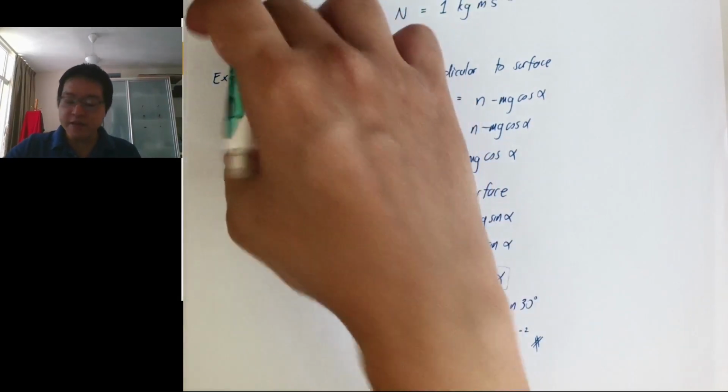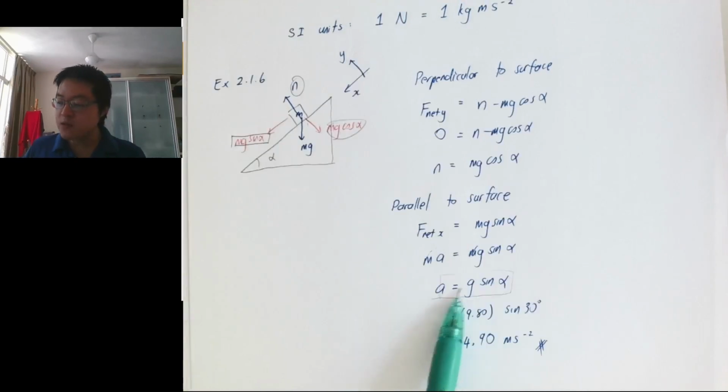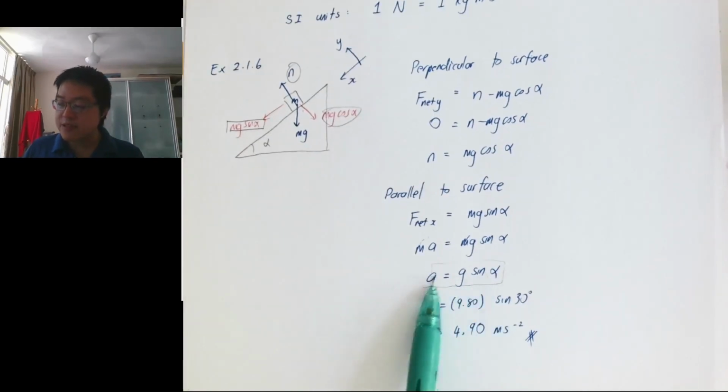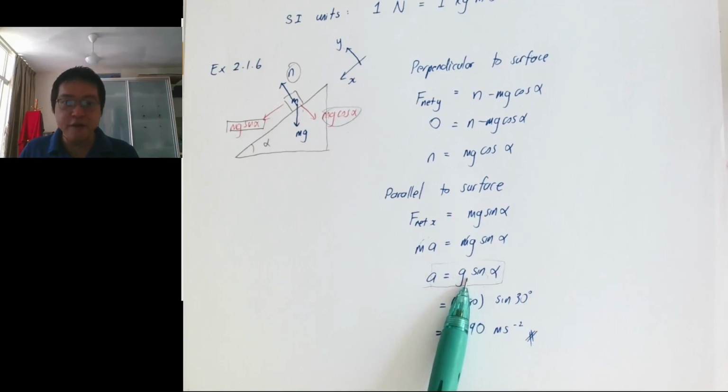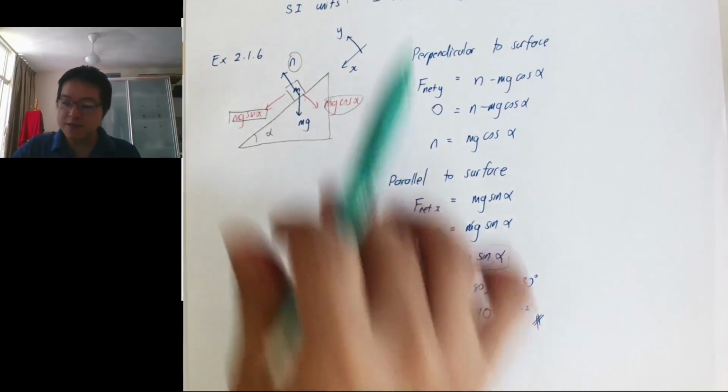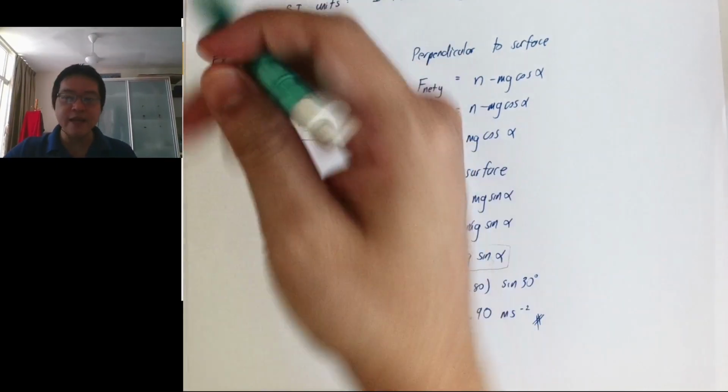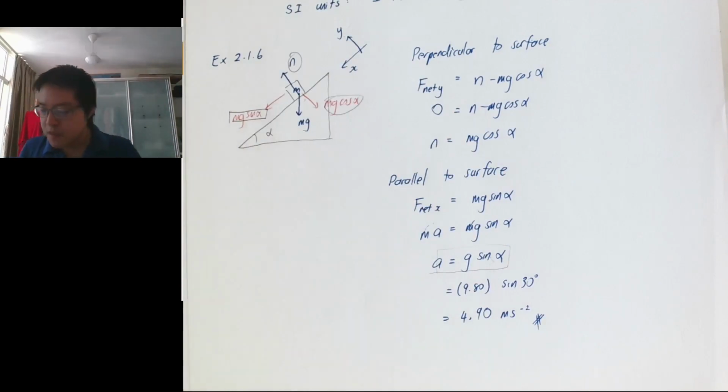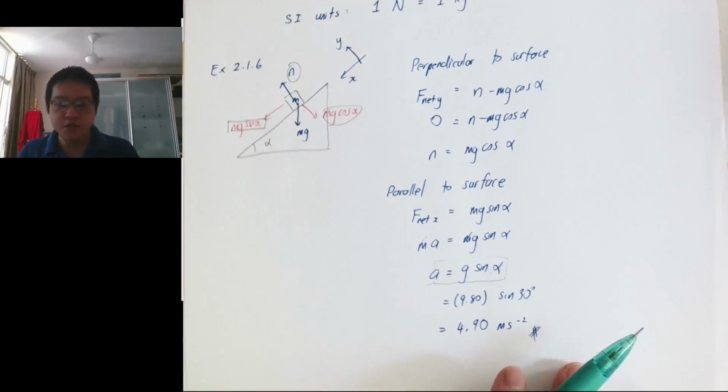So at 90 degrees, sine 90 is 1. The acceleration is just the same as free fall acceleration, right? Because if it's vertical, then it's the same as just falling straight down. So we got all the cases that we can interpret from this equation here.